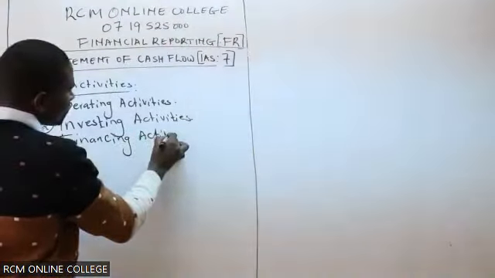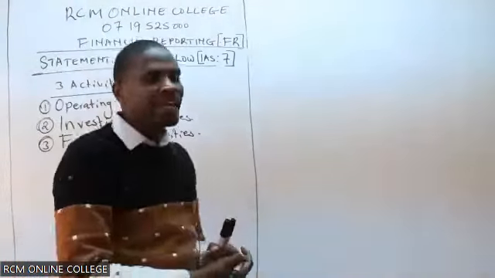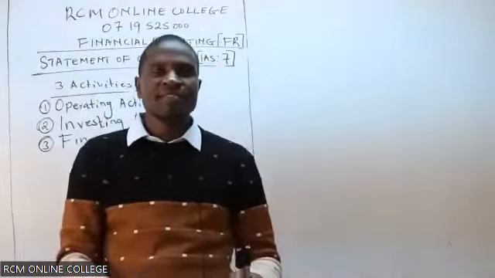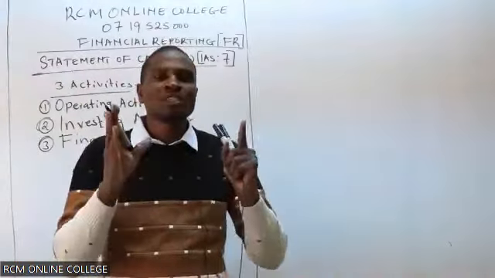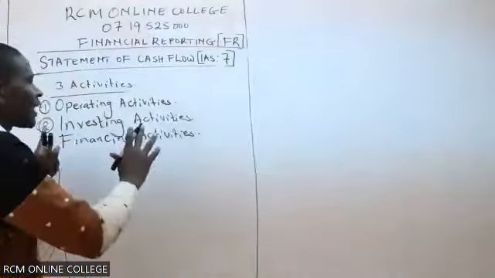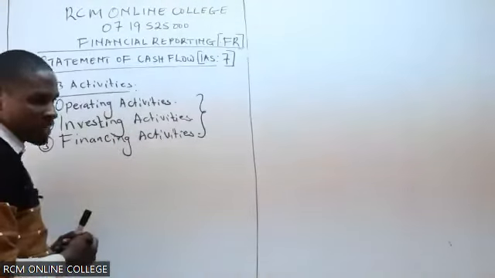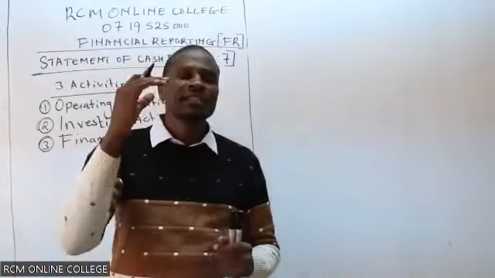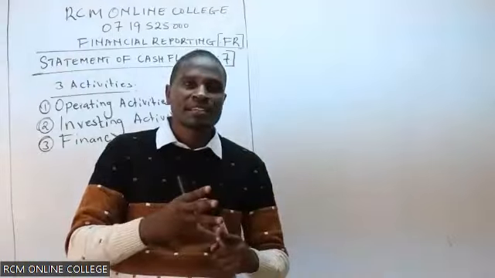So before the end of today's class, you will be in a position to know how we allocate these activities and how we come up with a statement of cash flow. In fact, what is important for you to note today is that those are the activities that are found as far as the cash flow statement is concerned. You're going to find the 3 activities: operating activity, investing activity, and then financing activity.